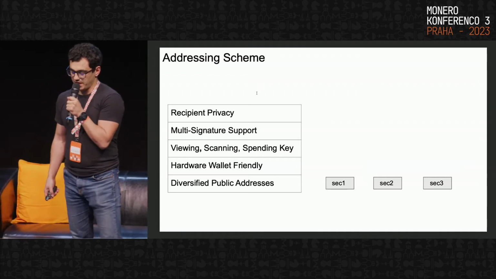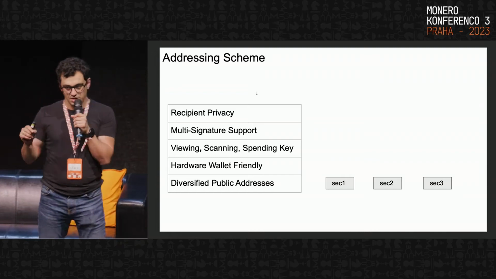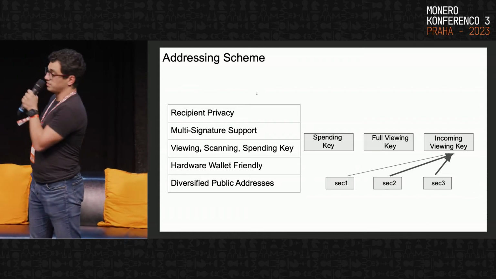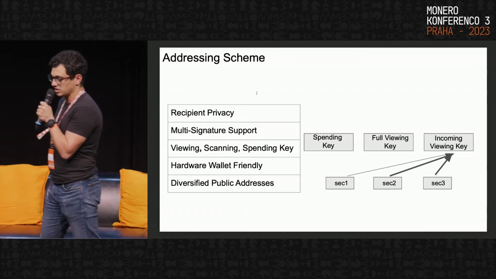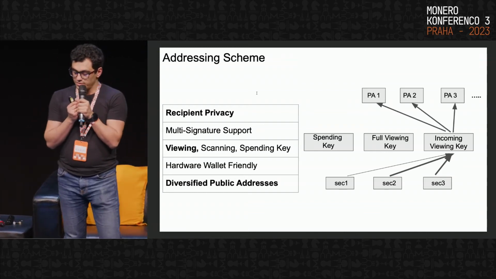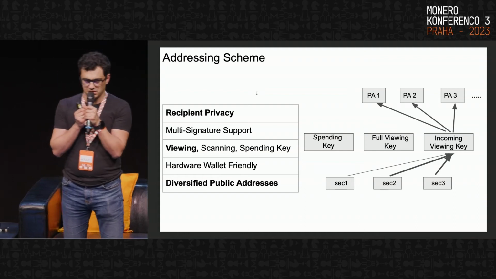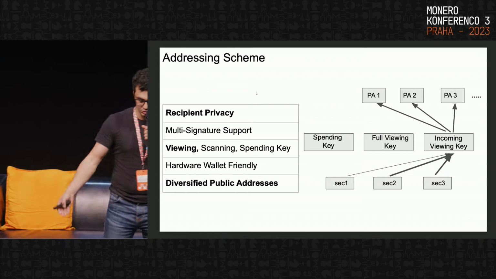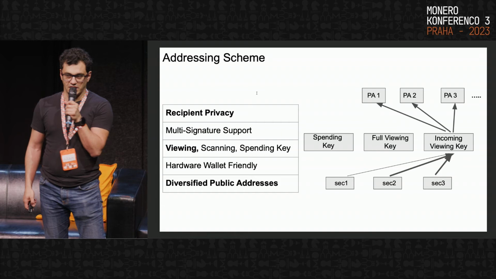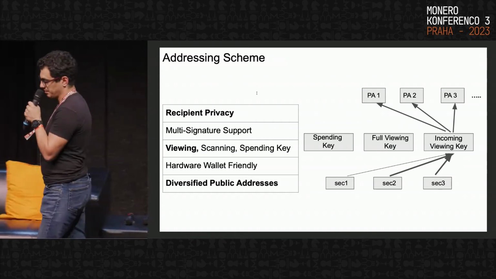In the addressing scheme, the user's secret is composed of 3 functional components, which in turn are used to derive 3 different keys. The first one is called the incoming viewing key. The incoming viewing key first allows generating public addresses, diversified public addresses, which can be shared with recipients in order to receive transactions. But it also allows scanning the ledger and identifying all incoming transactions sent to any diversified address generated with this key.